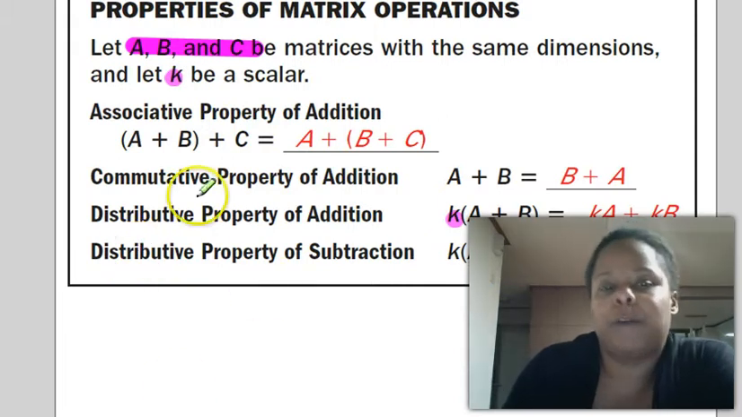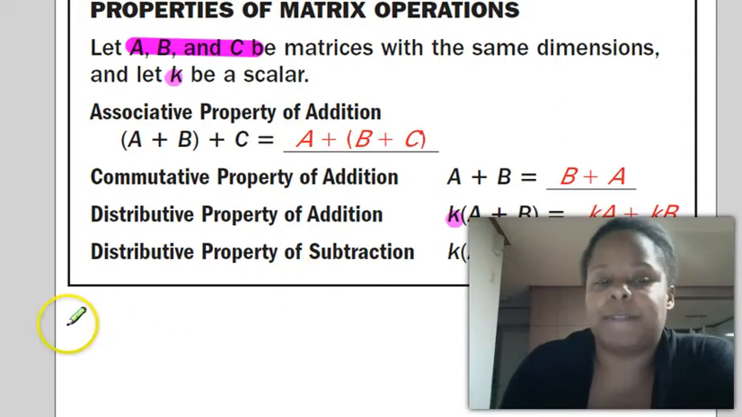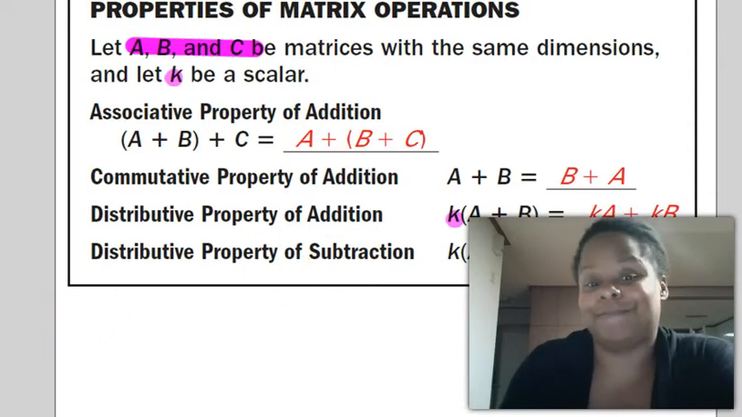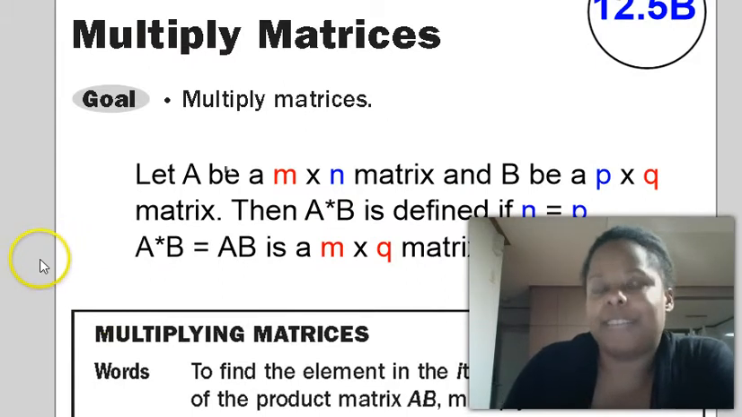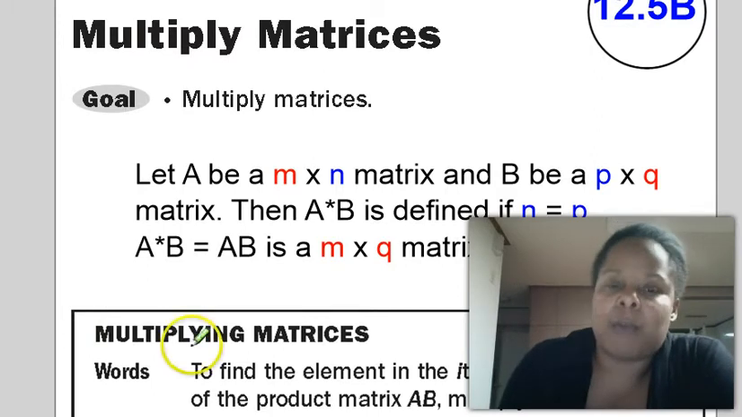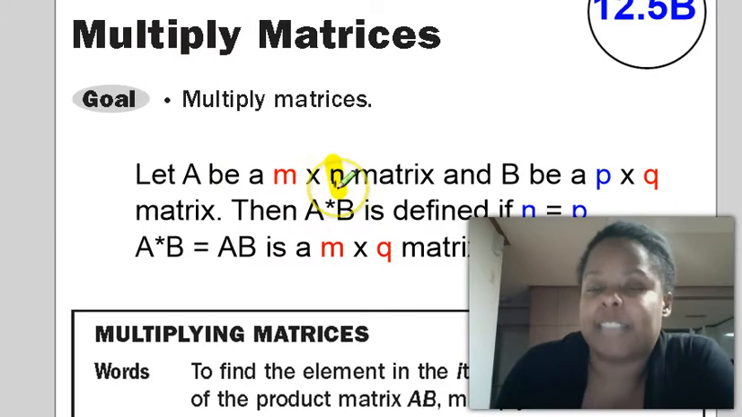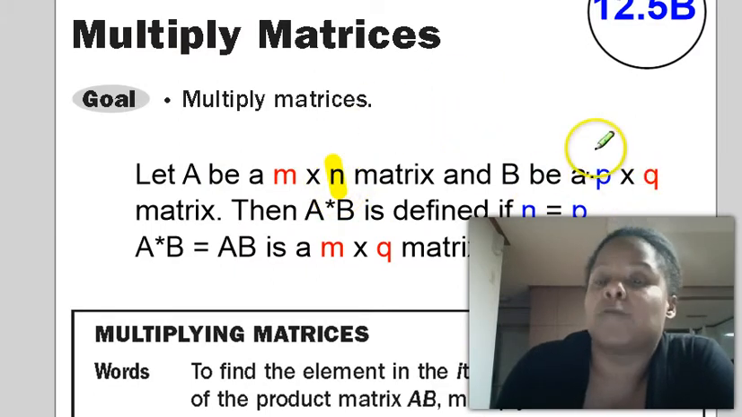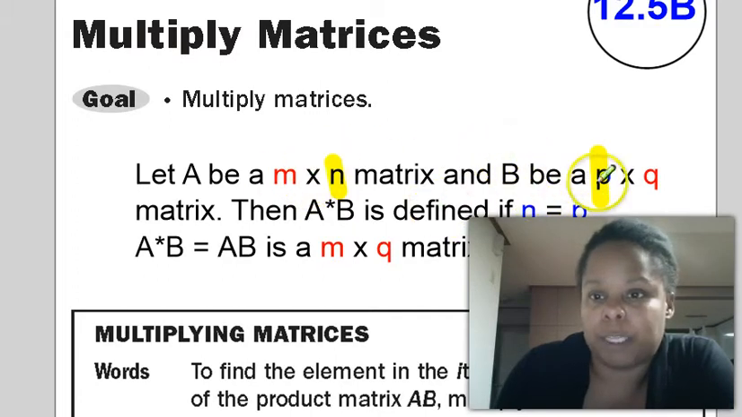So let's talk about what happens if, instead of adding or subtracting 2 matrices together, I want to multiply 2 matrices together. In order to multiply matrices together, they don't have to have the exact same dimensions, but something does have to match. If I want to multiply the matrix A and B together, then the number of columns that the first matrix has has to match the number of rows that the second matrix has. In other words, these 2 numbers must match.